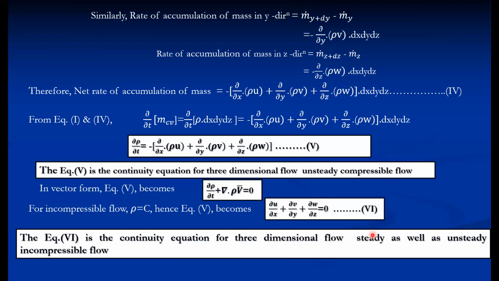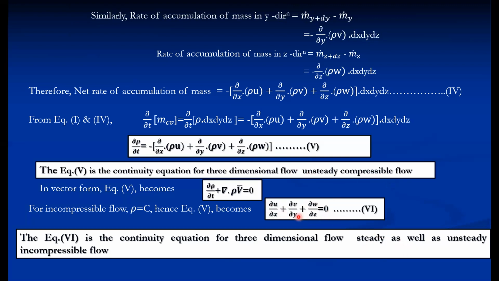We'll see the numerical part also there. So this is about the continuity equation. There are two expressions of the continuity equation. The one expression that is the most generalized is called the continuity equation for unsteady compressible flow. And this expression is the continuity equation for unsteady incompressible flow.